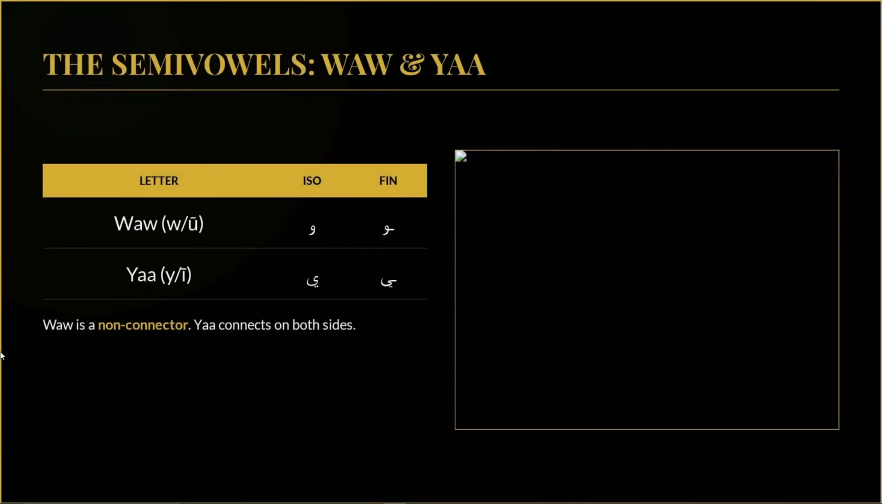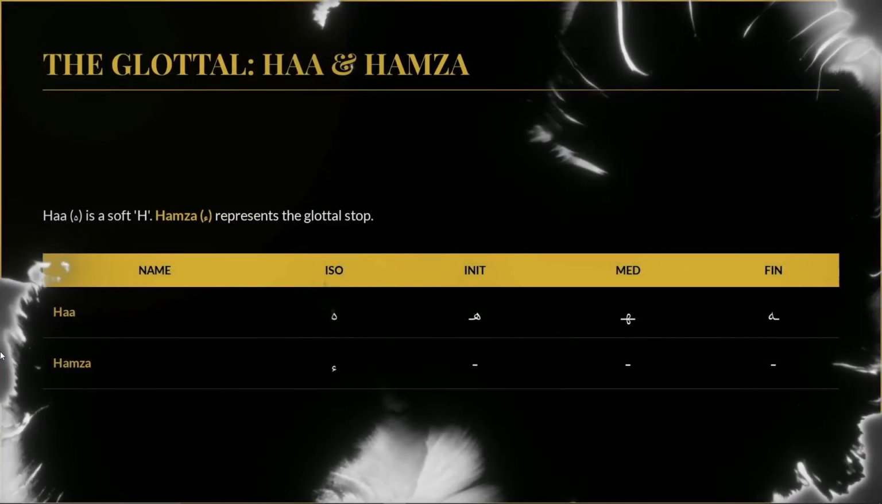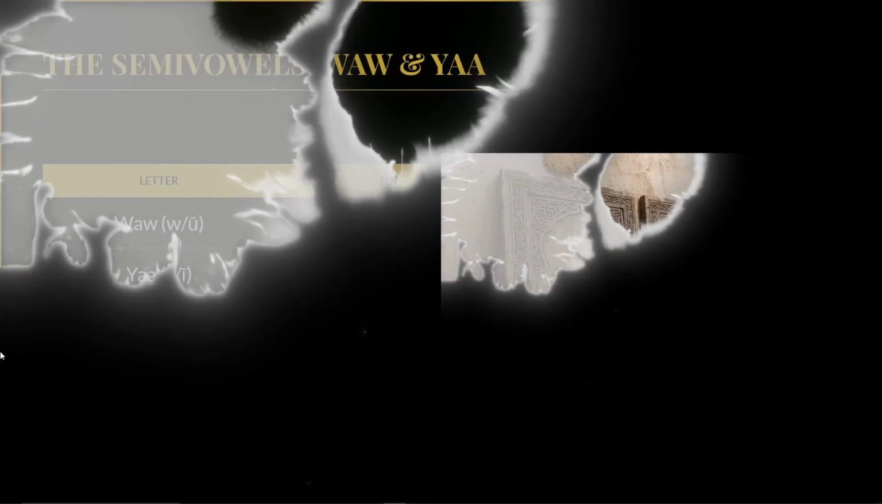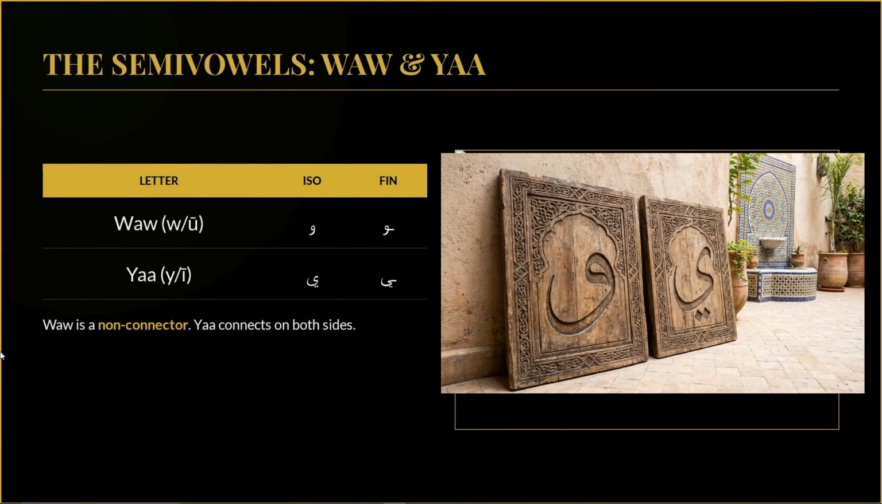Family 9, the semi-vowels and the glottal: Ha, Waw, Ya. Finally, we have Ha, a soft breathing H that transforms into a butterfly shape in the medial position. We conclude with our semi-vowels, Waw acting as a W or a long U, and Ya, the swan-shaped letter representing Y or long I.